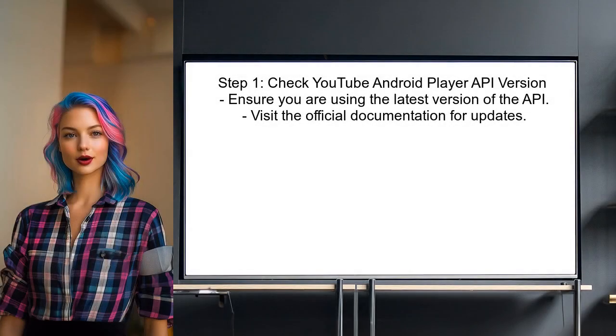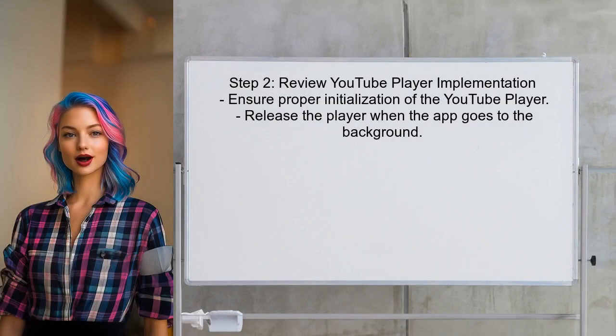To address the BadParcelableException issue, the user should first check if they are using the latest version of the YouTube Android Player API. This is crucial as updates may contain fixes for known bugs. Next, the user should review their app's implementation of the YouTube player. They need to ensure that the player is properly initialized and released when the app goes to the background.